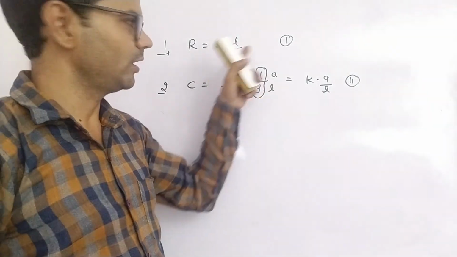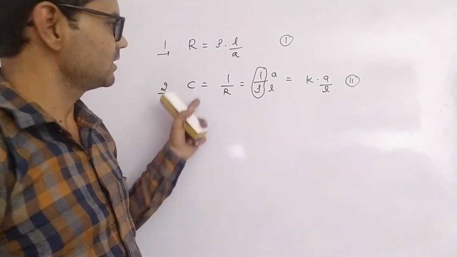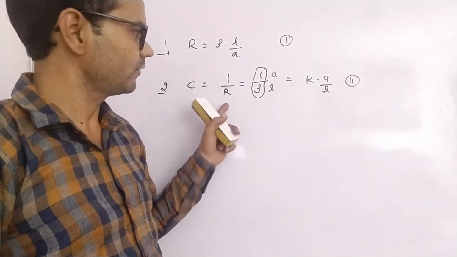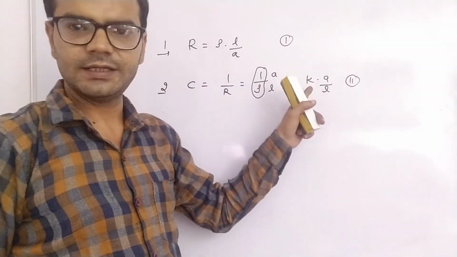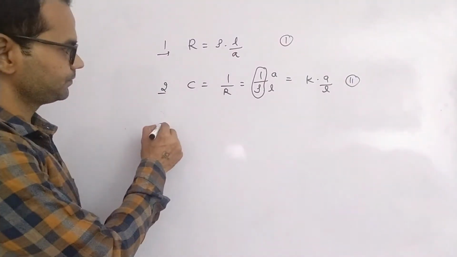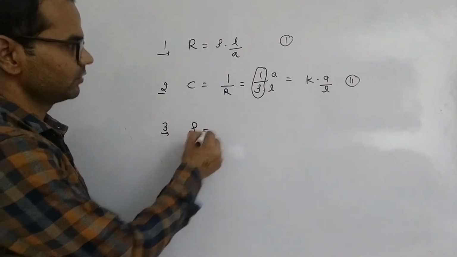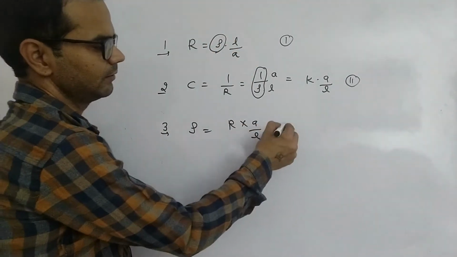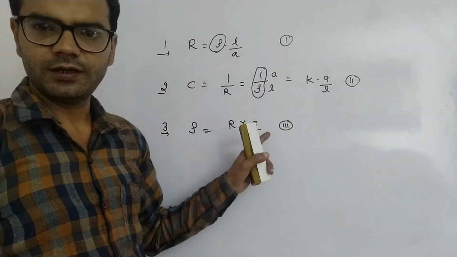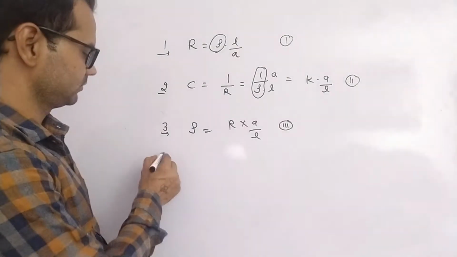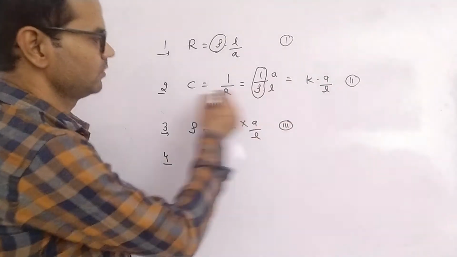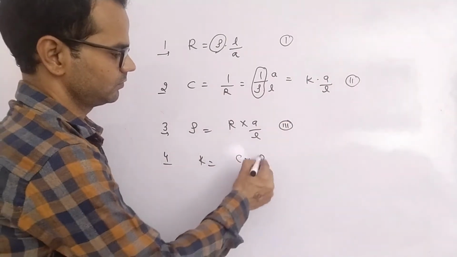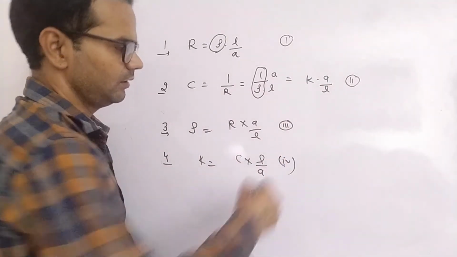R equal to rho into L by A, resistance. C is equal to 1 by R, conductance, the reciprocal of resistance. 1 by rho may be written as K. Third, rho equal to R into A by L. And fourth, K equal to C into L by A.